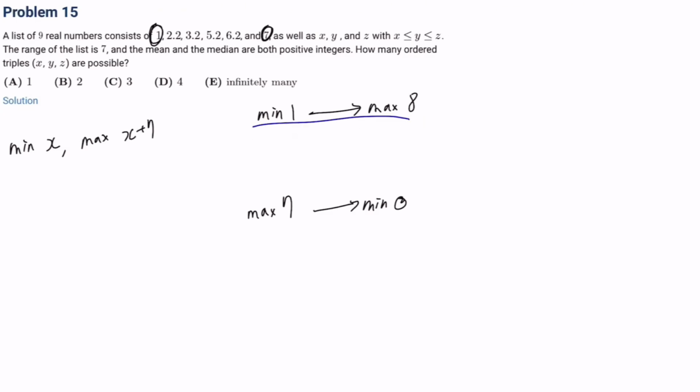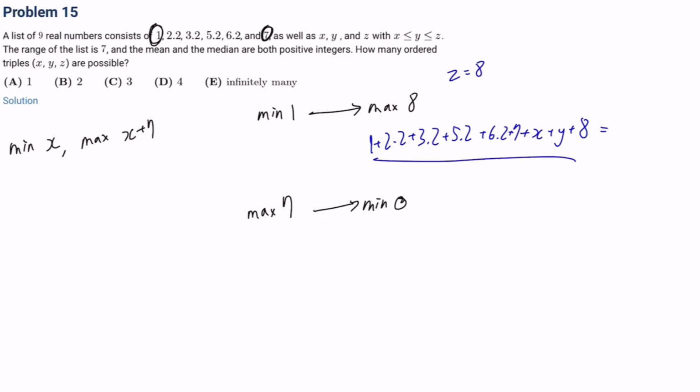If the minimum is 1 and maximum is 8, then that gives us that z has to be 8. Since the mean has to be a positive integer, that means 1 plus 2.2 plus 3.2 plus 5.2 plus 6.2 plus 7 plus x plus y plus z, which is 8 now, is equal to a multiple of 9, right? Because there's 9 numbers and it should be integers, so multiple of 9.